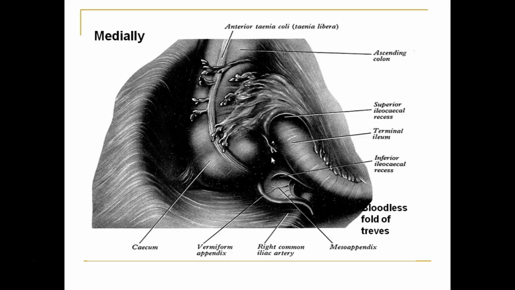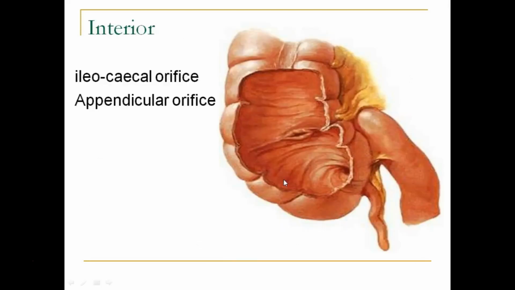So the inferior ileocecal recess we will call the bloodless fold of Treves, which is present here in this area. So these are the medial relations: the ileal opening, the appendicular opening with the bloodless fold.